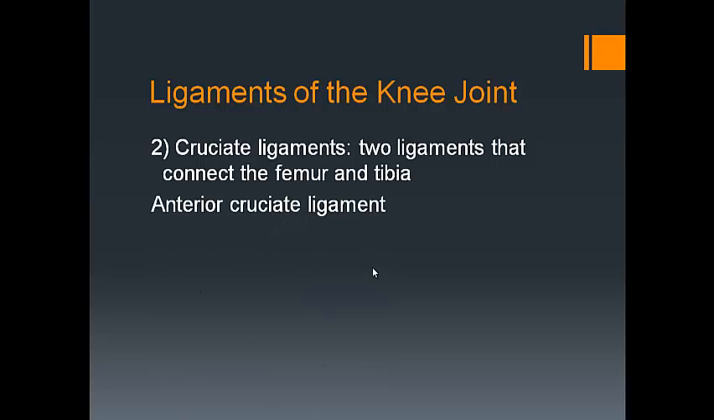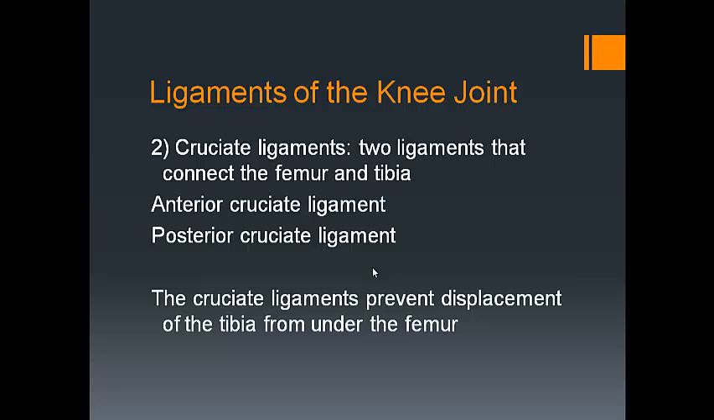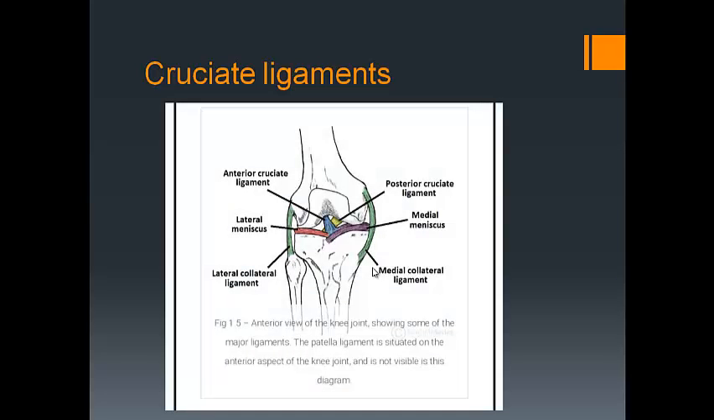We have two of them, which are called the anterior cruciate ligament and the posterior cruciate ligament, based on their position. Obviously, one of them is going to be at the front, the other one is going to be at the back. Okay? The cruciate ligaments prevent displacement of the tibia from under the femur. Okay, so basically to connect or attach between the tibia and the femur in the middle, okay, and then that's going to prevent the tibia from moving excessively away from the femur. So it basically holds the two together.